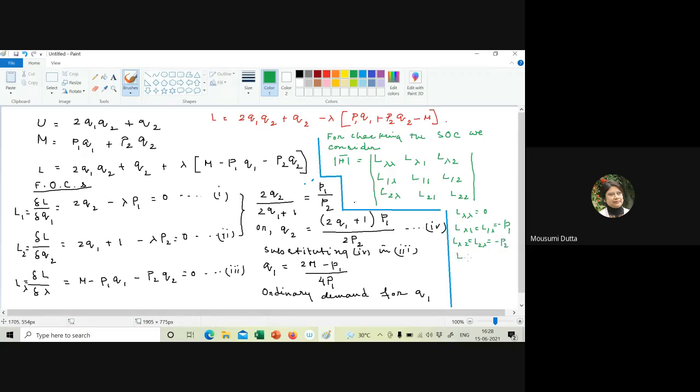What is L11? 0. Please, louder. 0. And finally, what is the value for L22? 0. So we have to substitute all these values in det H.